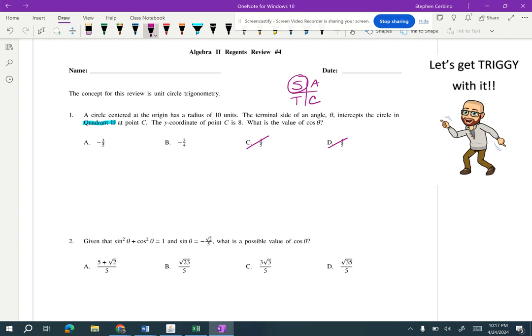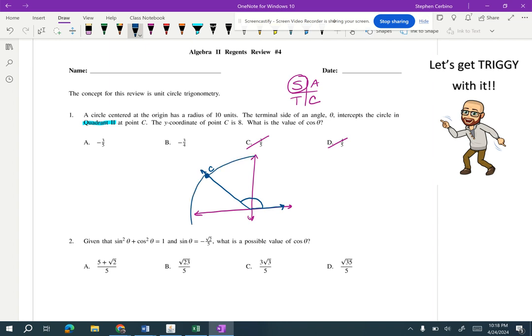So for these questions, the best thing to do is actually draw a little picture. So I'm going to draw a quadrant 2 angle. I really don't care about the other quadrants too much. So angles always start here on the positive x-axis and are going to rotate around in a positive way to terminate somewhere here in quadrant 2. And this point, we're going to call point C. That point is on this huge circle that goes around this whole thing.